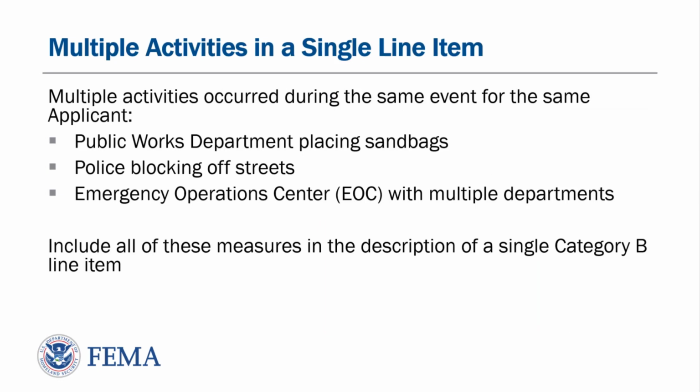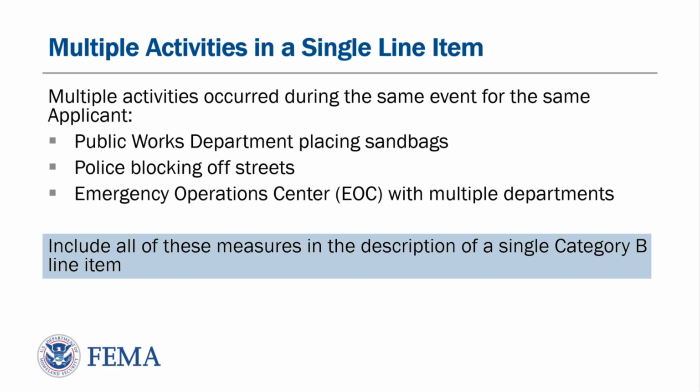Multiple activities may be included in a single line item. Here is an example with multiple activities by different groups implementing emergency protective measures. The applicant had Public Works Department placing sandbags, police blocking off streets, and the establishment of an emergency operations center with participation from multiple departments. All of these emergency protective measures should be included in the description of a single Category B line item.